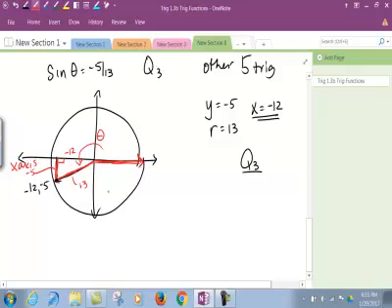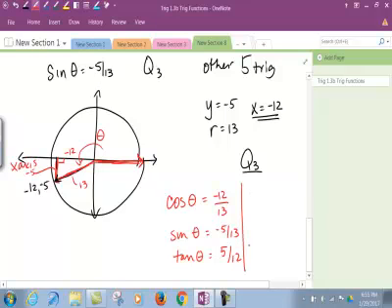All right, so we can now say that the cosine of this angle theta would be negative 12 over 13. We already know that the sine of theta is negative 5 over 13. The tangent of theta is going to be 5 over 12, because they're both negative, the tangent becomes positive. The secant turns out to be the reciprocal of the cosine, so negative 13 over 12. The cosecant of theta turns out to be negative 13 over 5.